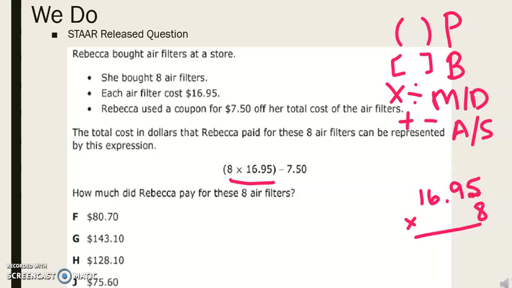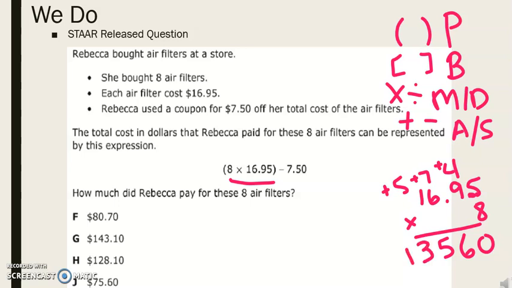Alright, so 8 times 5 is 40. I'm going to put 4 on top. 8 times 9 is 72 plus 4 is 76. So it's going to be plus 7. 8 times 6 plus 7 is 55. So add 5. 8 times 1 plus 5 is 13.